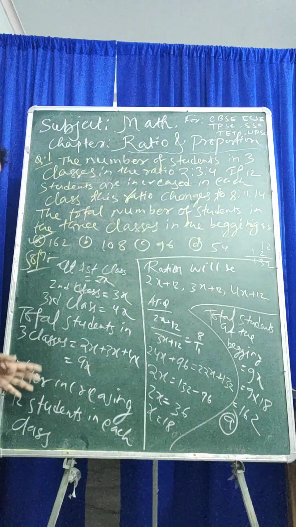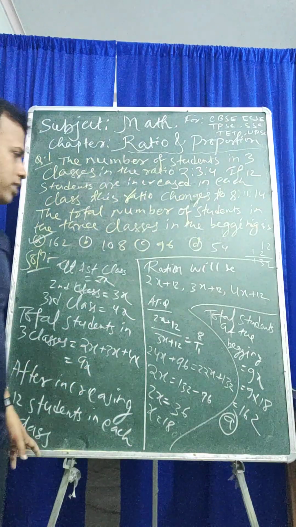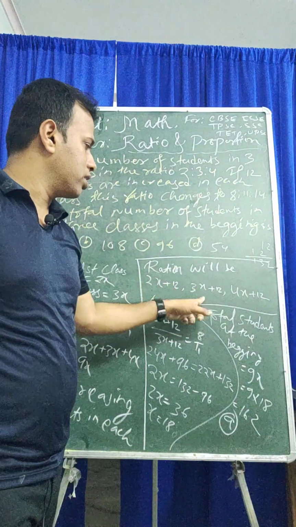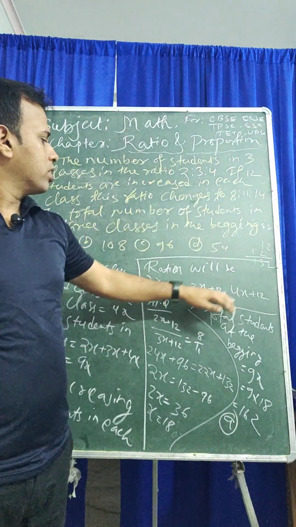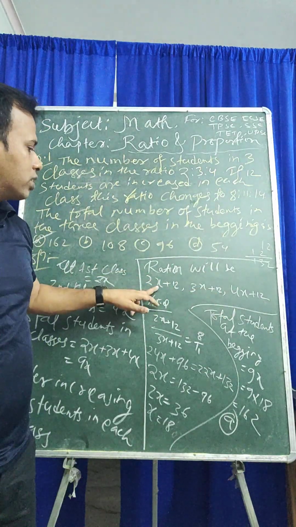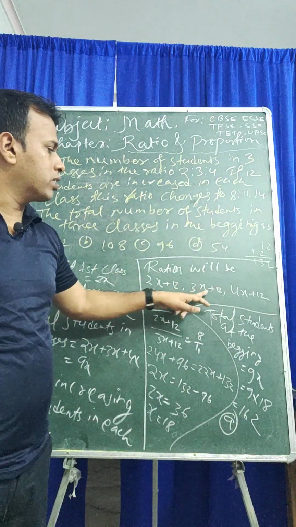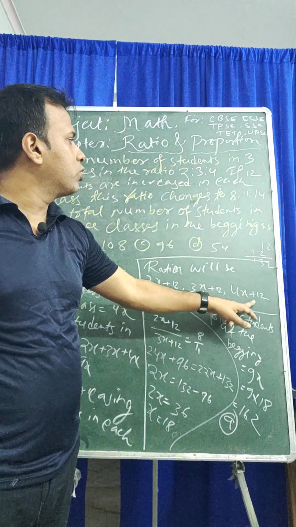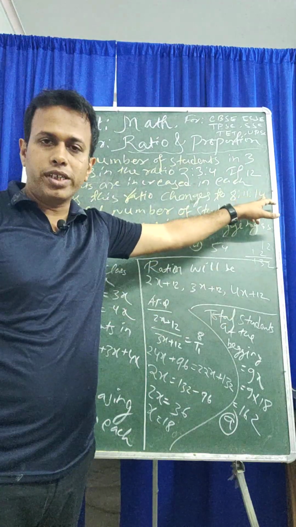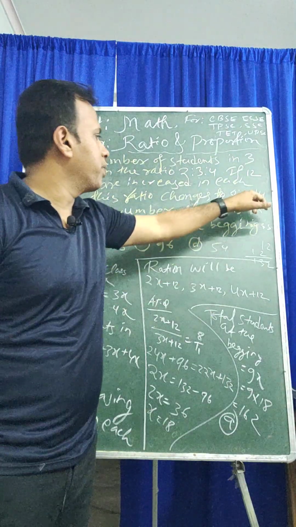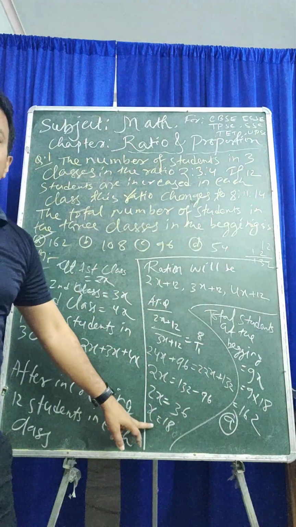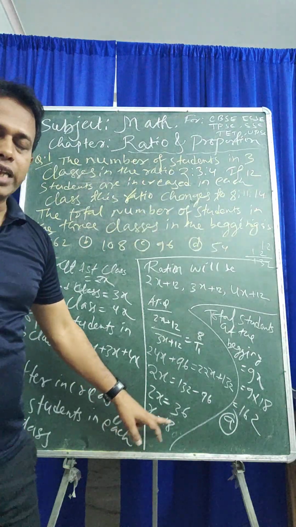After adding 12 students in each class, the ratio will be 2x plus 12, 3x plus 12 and 4x plus 12. Now this ratio will be 2x plus 12 is to 3x plus 12 is to 4x plus 12, equal to 8:11:14. So according to the question we can write this equal to 8/11. From that, simplifying, I find the value of x is 18.